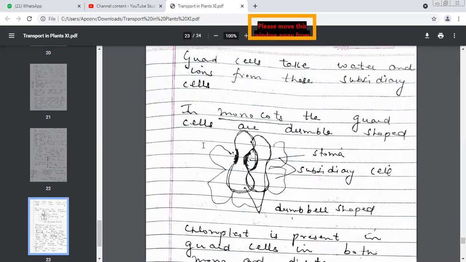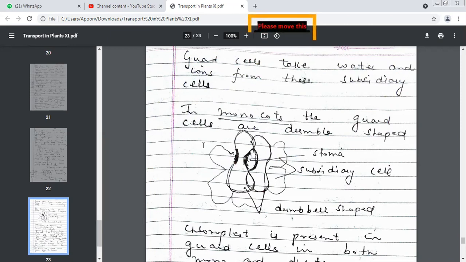Similarity you have already told me in monocots and dicots. Both monocot and dicot cells have inner membranes a little thicker, which become curved when water enters. Second, they are surrounded by cells which are known as subsidiary cells. And they also have microfibrils which help in the opening and closing of stomata. These are the similarities. Differences you have already done with me. The shape part was a little different in monocots and dicots.